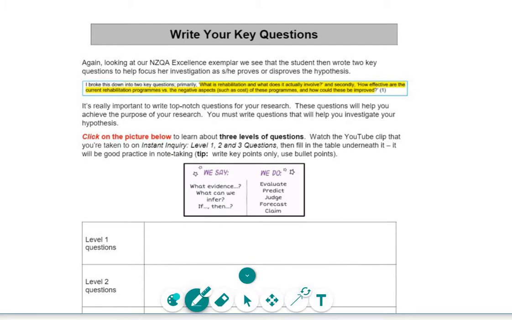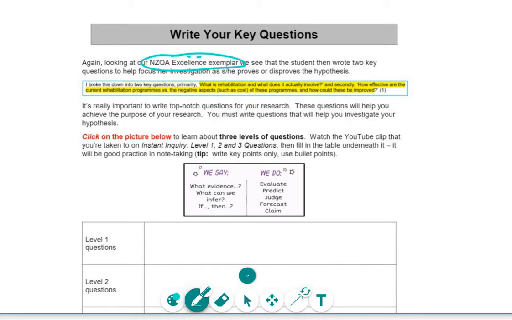Okay, still looking at the excellence exemplar. Actually, I'll put a link in there so you don't have to keep going back. We see that the student then wrote 2 key questions to help focus her investigation, or his, as she or he proves or disproves the hypothesis. So it says there, I broke this down into 2 key questions. What is rehabilitation and what does it actually involve? And secondly, how effective are the current rehabilitation programs versus the negative aspects such as cost of these programs, and how could these be improved? So comprehensive questions there.